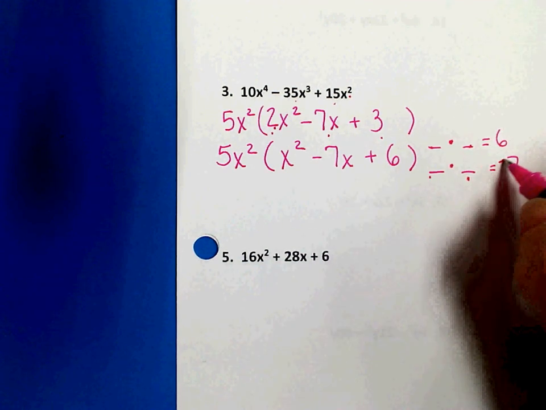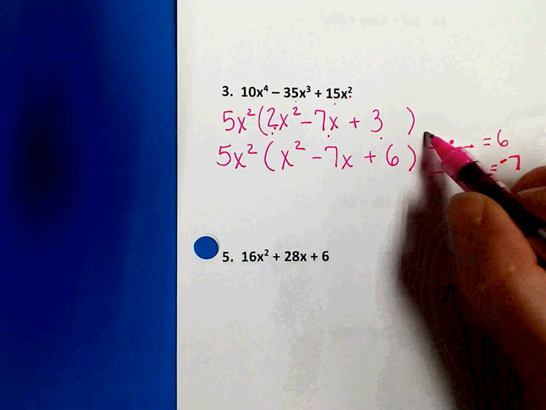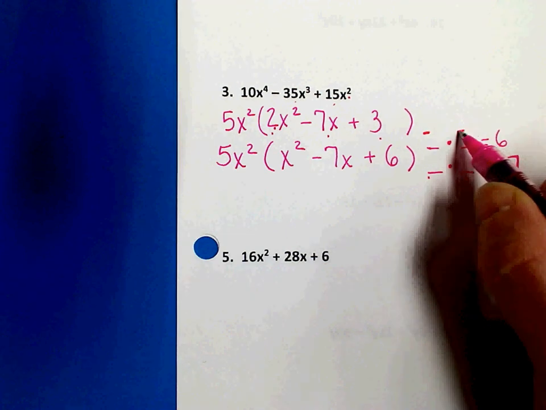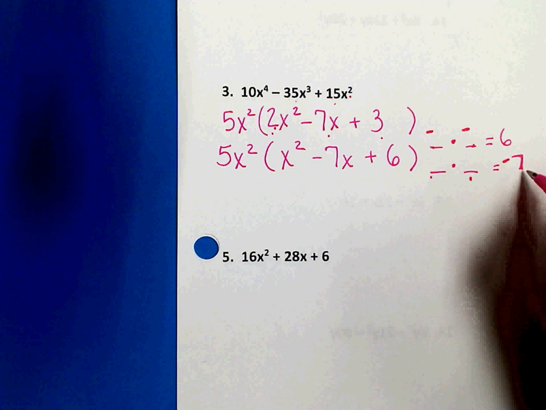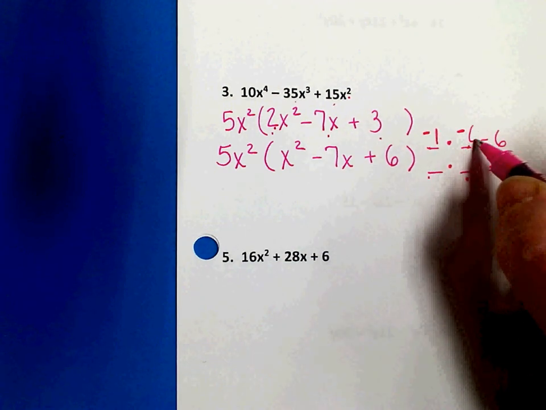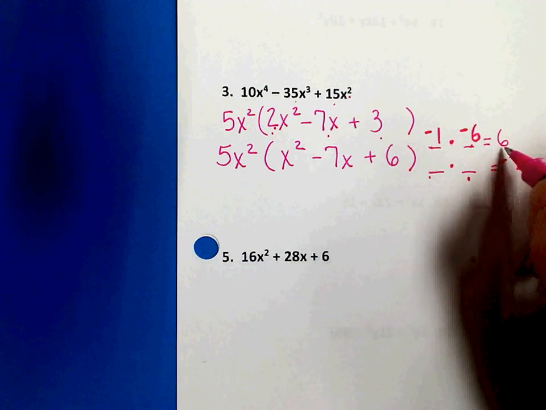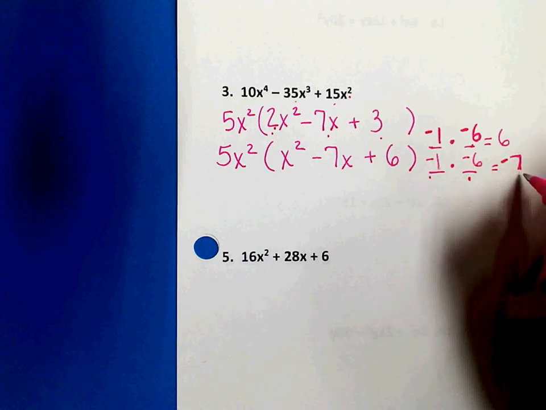Since the 7 that they need to add up to is negative, I know that whatever I use up here to multiply together to make a positive 6 is going to have to be a negative times a negative. And in order to get them to add up to negative 7, my only choice is 1 and 6. Negative 1 times negative 6 is positive 6. Negative 1 plus negative 6 is negative 7.